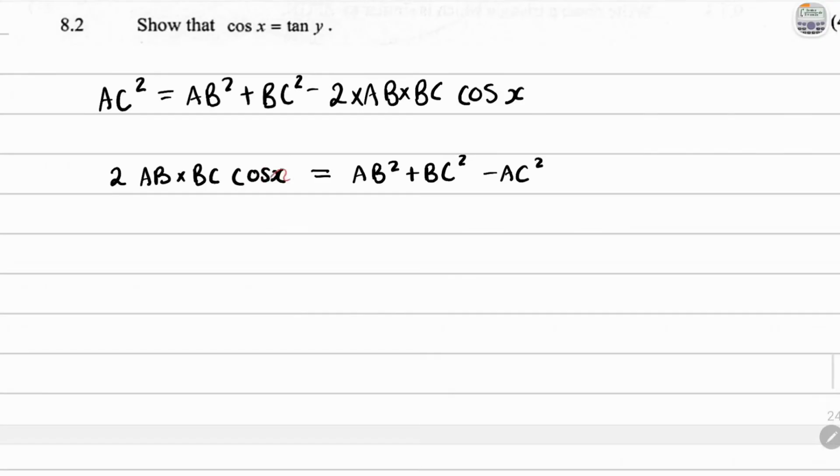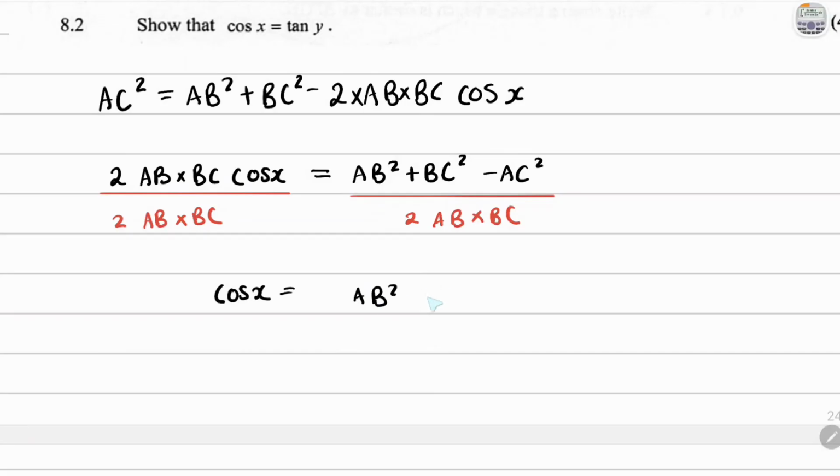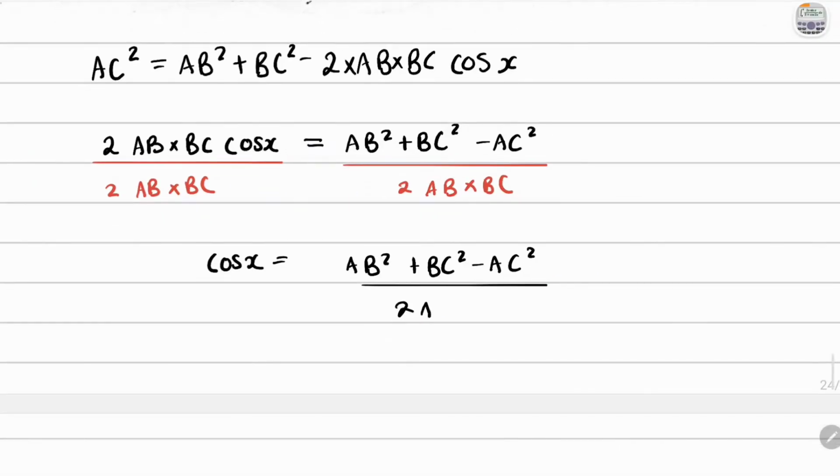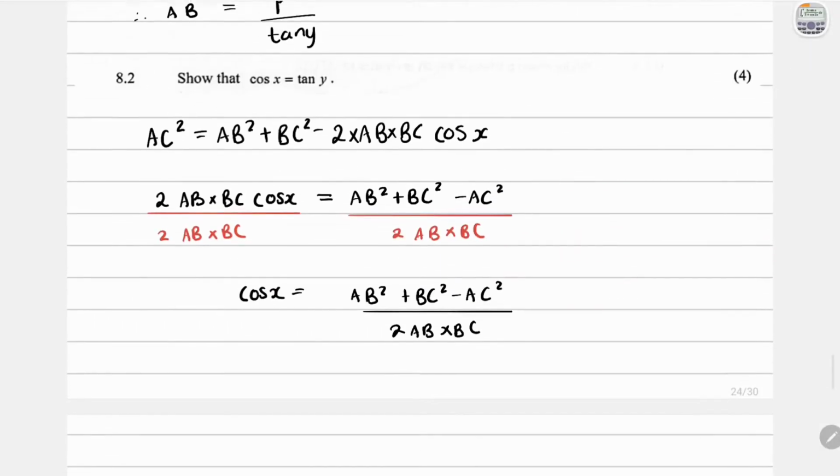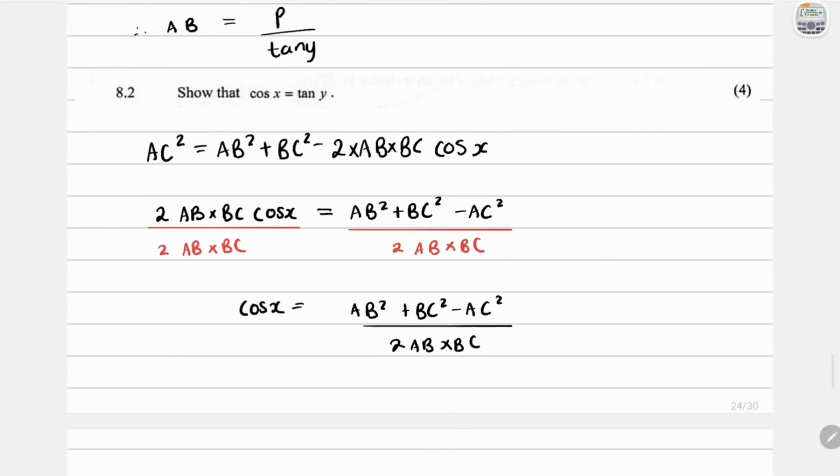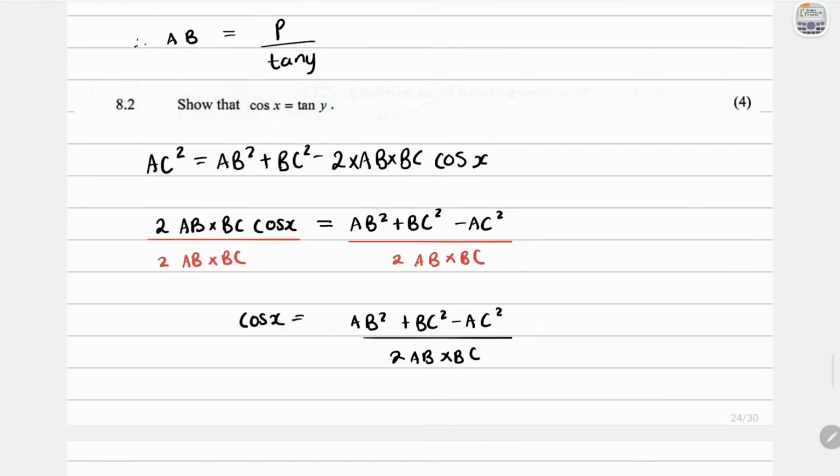Then to get cos x alone, you would just divide both hand sides by 2 AB times BC. Then this is going to be cos x equals AB squared plus BC squared, all over 2AB times BC. So this is the formula you could have just used and it would have been perfectly fine. Okay, so this is cos x. Let's just substitute everything we have and that should eventually give us tan y.